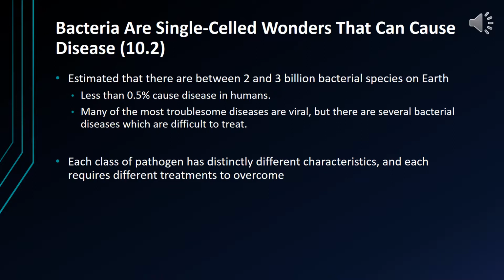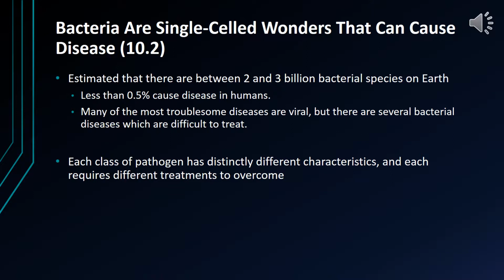Section 10.2, Bacteria are single-celled wonders that can cause disease. The rest of chapter 10 is mostly concerned with the different types or classes of pathogens, and we're going to start with bacteria. It's estimated that there are between 2 and 3 billion bacterial species on Earth. However, less than 0.5% can cause disease in humans.